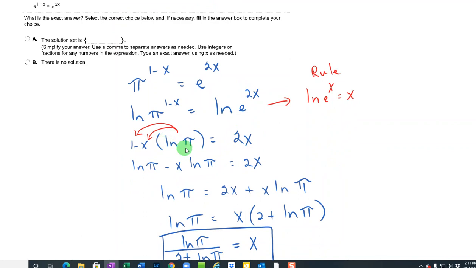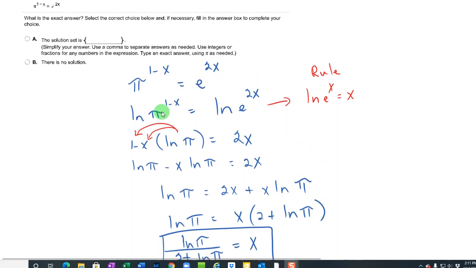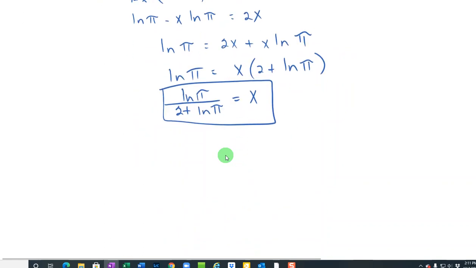Now I'm going to distribute the ln pi to both these. So I have ln pi minus x ln pi equals 2x. All right? So now I've got an x term here and an x term here. So I'm going to add this guy to the other side. I want all the things that have x in it. I'm going to pull out the x. So I'm left with a 2 and an ln pi right there. I'm going to divide this expression to the other side, and I am done with that one. And once again, exact answer, and you can leave pi in it if you need to, which we are doing.